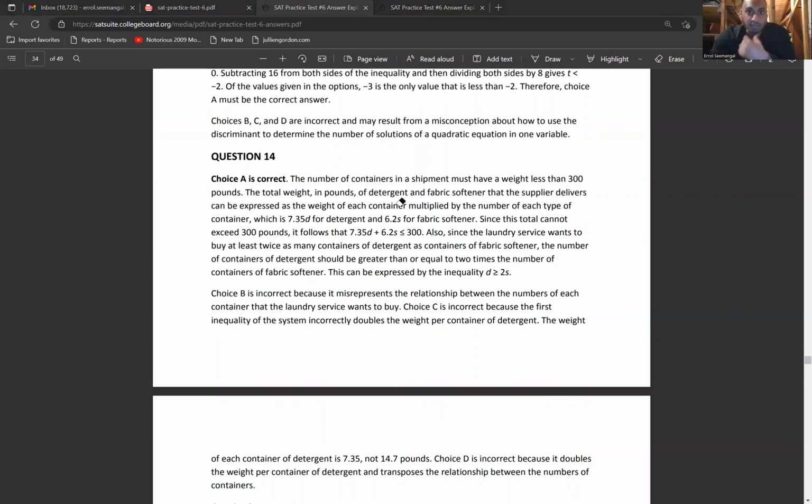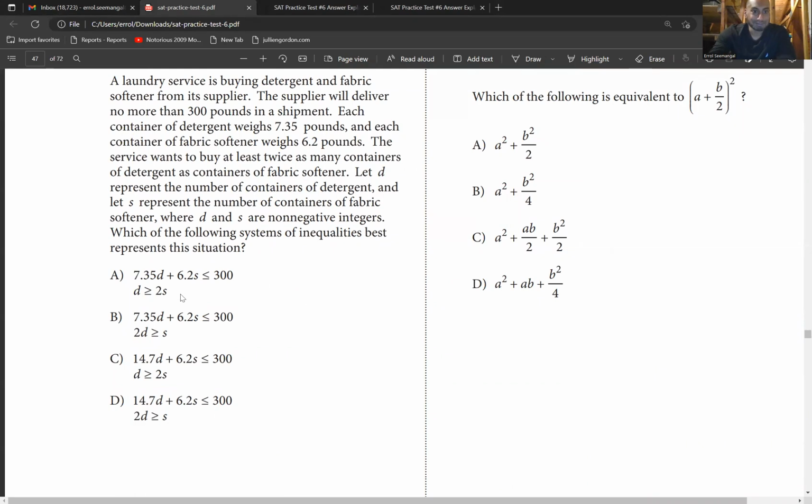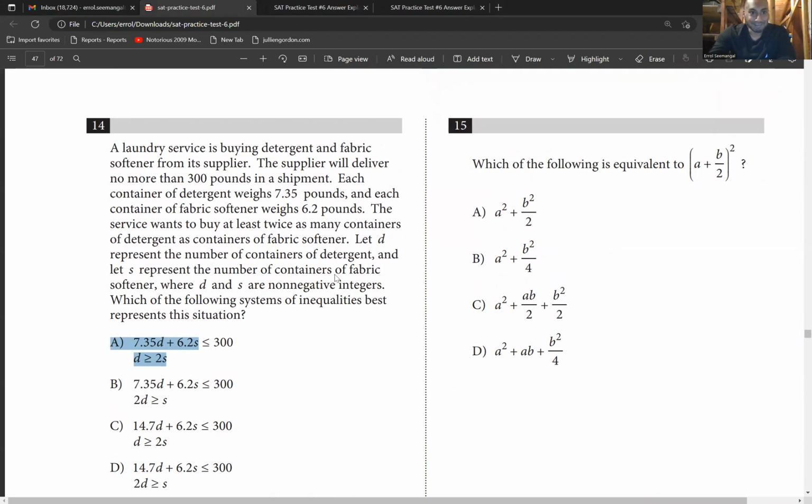What are they saying? The number of container shipments must weigh less than 300. The expression can be expressed by the inequality D is greater than 2S. Choice D is incorrect because it doubles the weight per container of detergent and transposes the relationship between numbers of containers. All right, we just got that one wrong. It's supposed to be A. Sometimes you just got to let it go and move on.